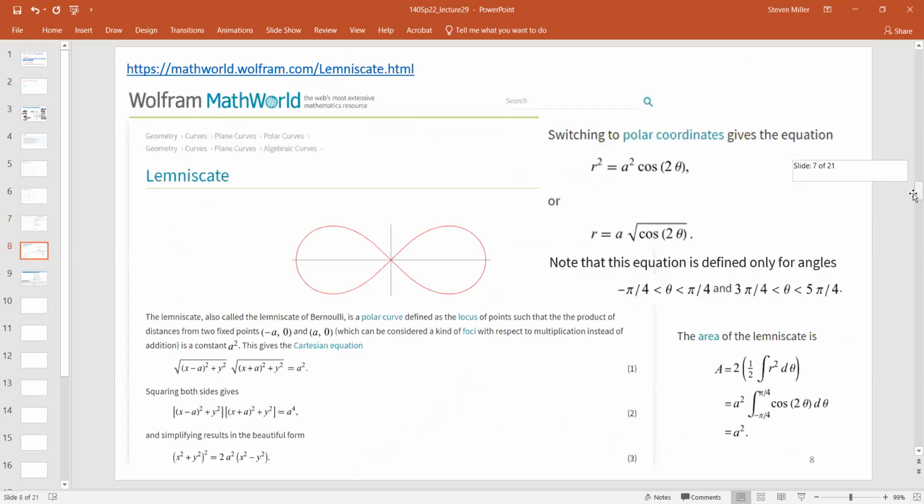Okay. So here's another famous one, the lemniscate. And its equation is r squared is a squared cosine 2 theta. Or r is a times the square root of cosine 2 theta. And so if you go through and you play the games, and you want to try to write it down algebraically in terms of x and y, you get x squared plus y squared, squared is 2a squared times x squared minus y squared. So it's somewhat similar to what we had before, but a little bit different.